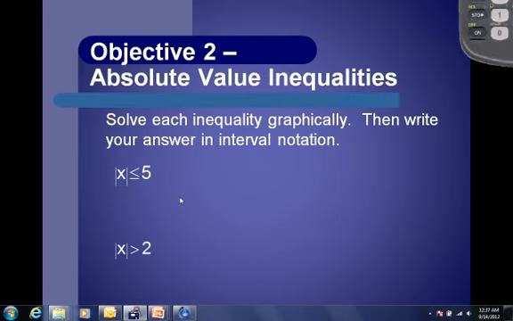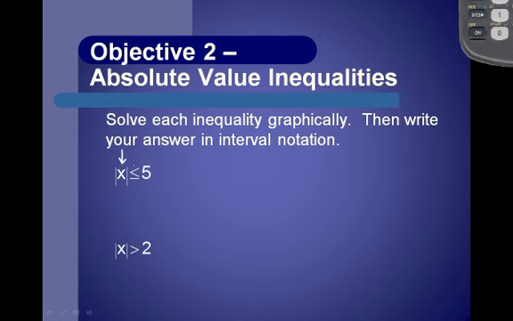Okay, objective 2 is absolute value inequalities. Now, we're going to solve each inequality graphically, and then we're going to write our answer in interval notation. Well, think about absolute value. This means the absolute value of what number is less than 5. What number is less than 5 places from 0 on your graph?